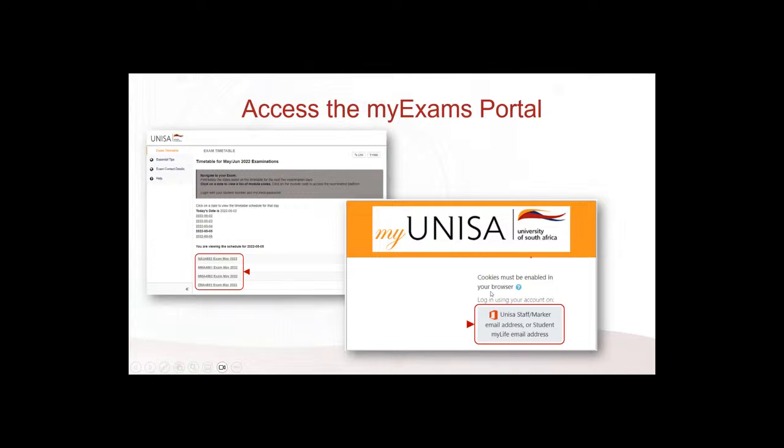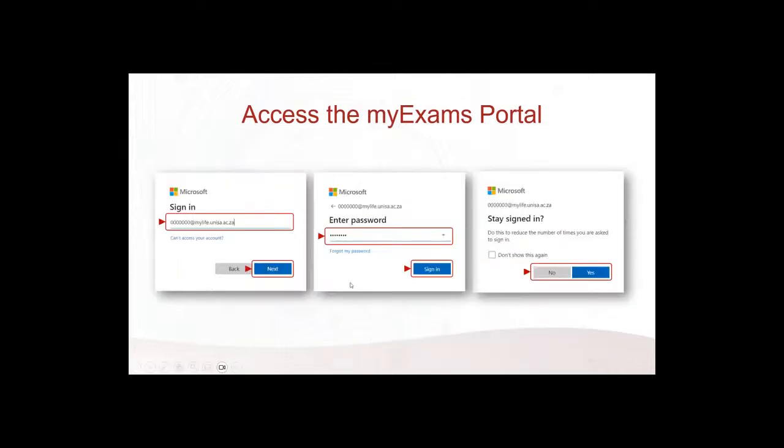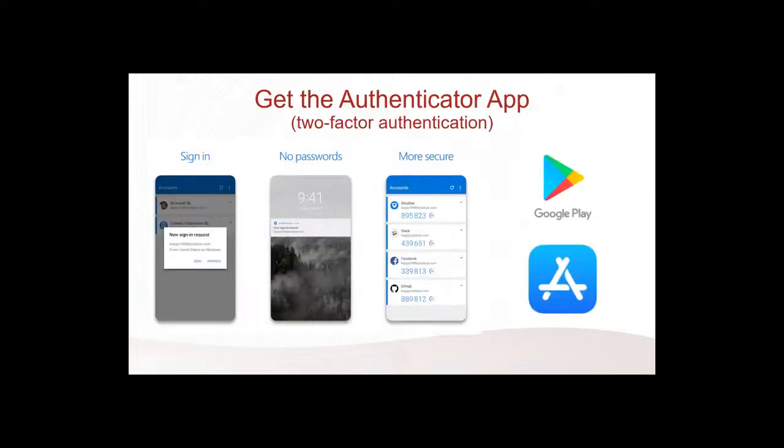You select the module that you'll be writing, and that will open up the portal on which you'll be writing. As you can see, it looks exactly like my Unisa as you log in with your MyLife email address. Now remember, because this is a different portal, you will need to complete the full sign-in, and you will need to insert the PIN that's been sent to you from Microsoft. I saw today that Microsoft is now sending them to WhatsApp, so they're not sending them by SMS anymore. They will send you a WhatsApp message with the code that you need to insert.